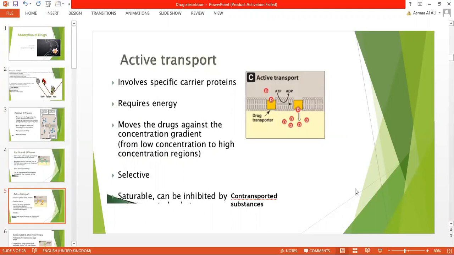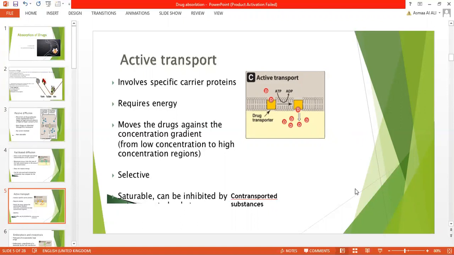Here in the other mechanism, which is active transport, we involve a specific carrier protein. Here we need a specific carrier protein inside the cell membrane. Here also it requires energy, and the movement of the drug is against the concentration gradient. That means from the low concentration to the high concentration of the drug.